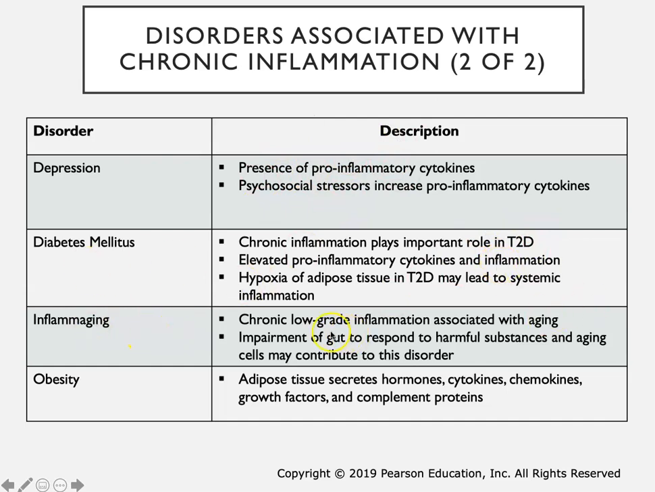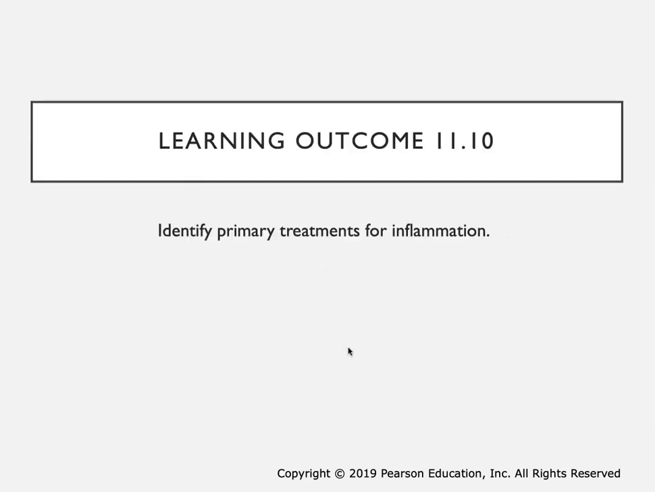inflammaging, okay, which is just chronic low-grade inflammation that's associated with aging, okay? One thing that happens is you get impairment of the gut. And so that can contribute to this, okay? And again, it could just be regular normal aging of the cells, and that these immune cells aren't functioning as well as they should. And so you just end up with this sort of low-grade inflammation that doesn't really go away. Obesity, again, we talked about obesity and its relatedness to inflammation, and here it is again.